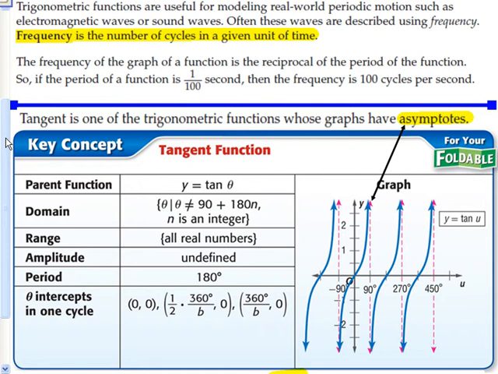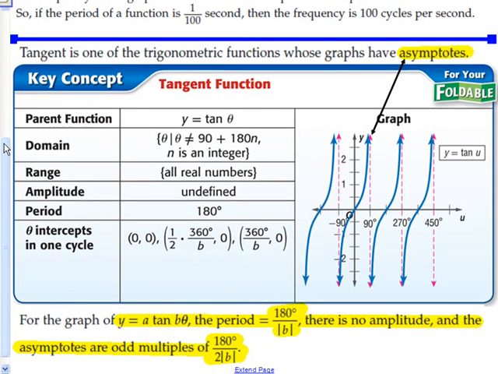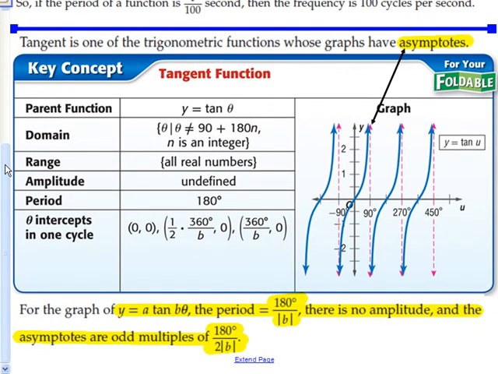All right, and then tangent. Again, I'm going to need to highlight a few things here. Tangent is an interesting looking graph. It has asymptotes. We've talked about those before. So it has lines that it approaches, but it never touches. I'm going to hit pause so I can highlight those.